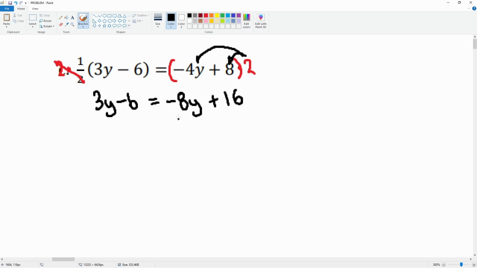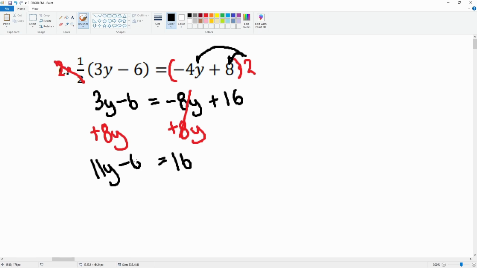The smaller variable, it is the minus 8y, so we're going to add 8y to both sides. As a result, on the right hand side, this cancels, just leaving you with a 16 on the right. 8 plus 3 gets you an 11y minus 6. Now we're going to add 6 to both sides. This gets you 16 plus 6. This gets you a 22 equals 11y.